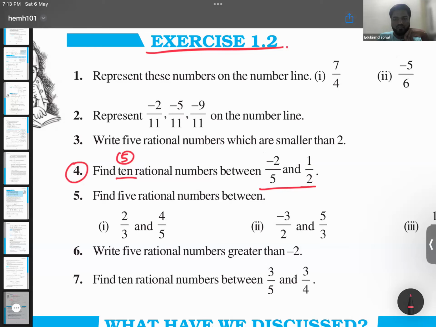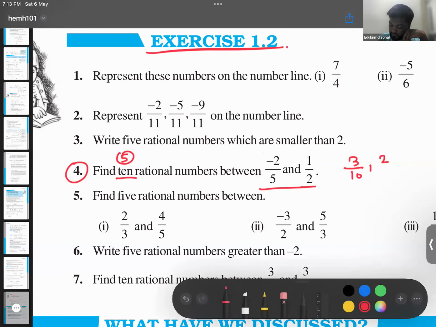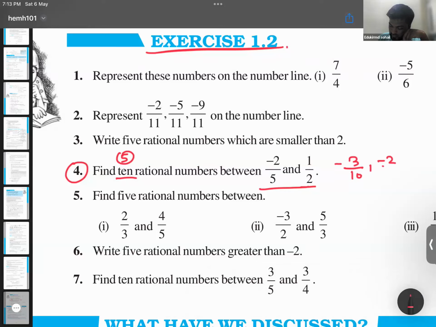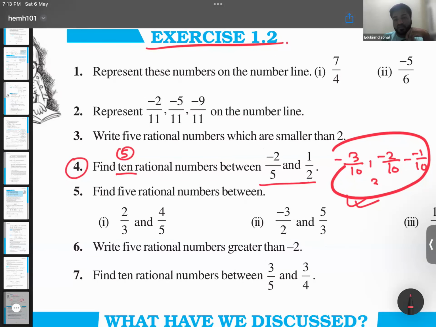Yes, I have found them. Minus 3 by 10, minus 2 by 10, minus 1 by 10, 2 by 10, and then 3 by 10. Okay, that is correct.